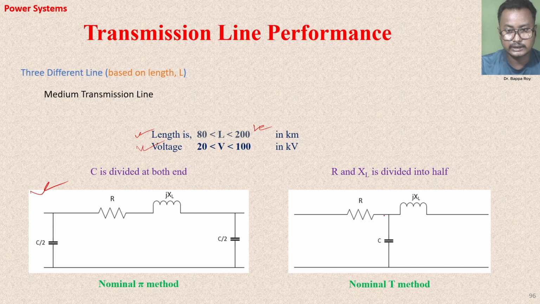Or maybe we can divide this resistance and inductance. So this diagram, if we go for this analysis, we can say this is the nominal pi method, and this is the nominal T method. Now in the nominal pi method, C is divided at both ends, and R and XL are divided into half. Here it's clear from the diagram.